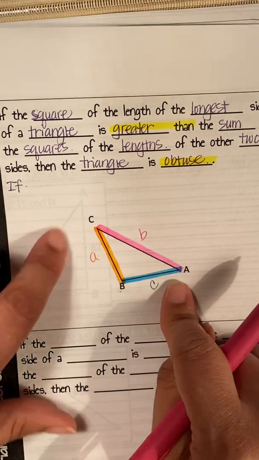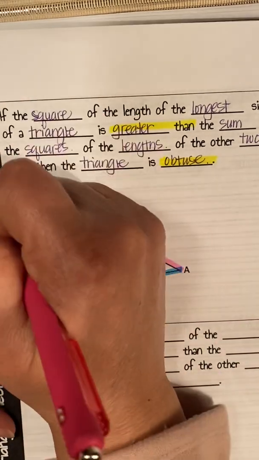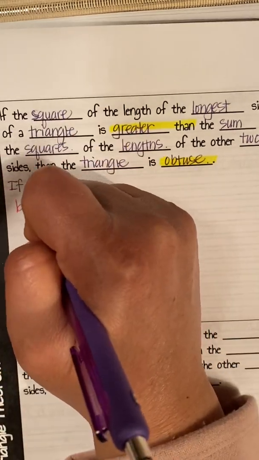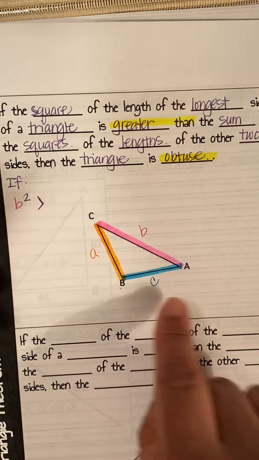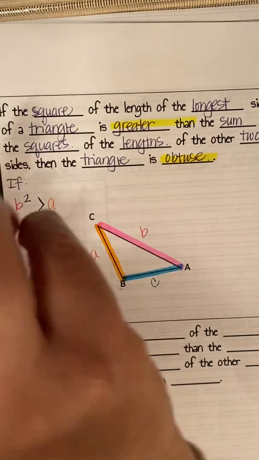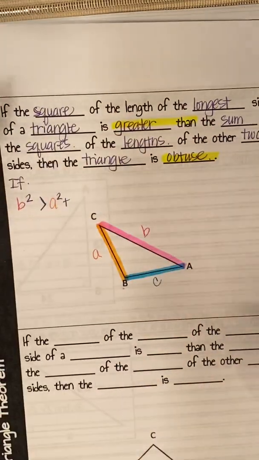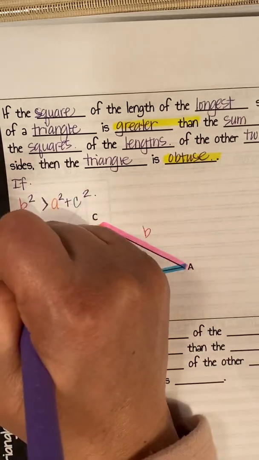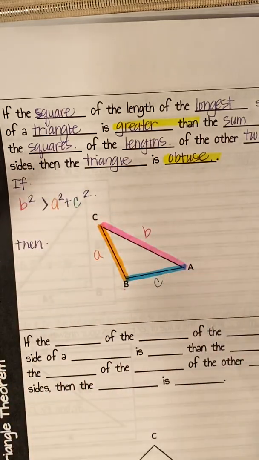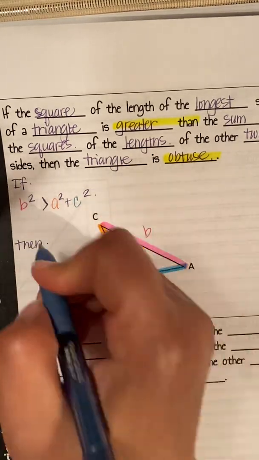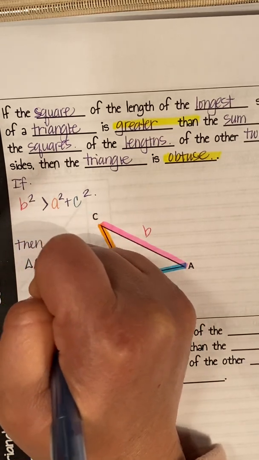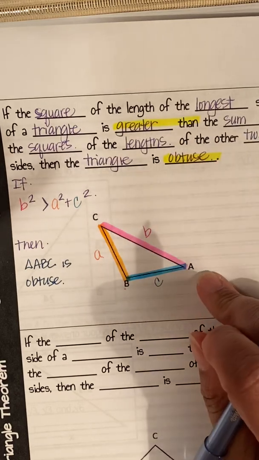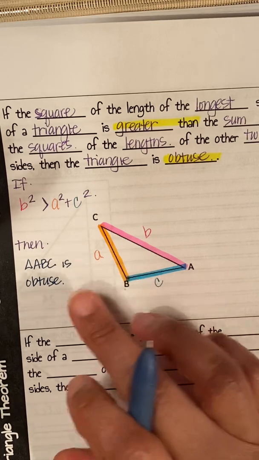So basically what our if statement is saying is it's the square of the longest side. My longest side is B, so I have B squared. If it's greater than the sum of my two smaller sides, which are A squared plus C squared, then I know triangle ABC is obtuse. So if I square my longest side and it's greater than the two shorter sides, then my triangle is obtuse.